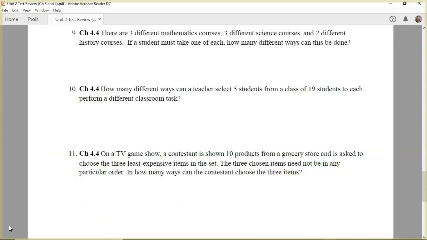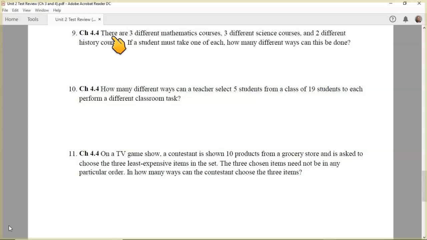Now, when we got to 4.4, we took a break from probability, and that's where we got into different counting methods. So questions like number 9, 10, and 11 have nothing to do with probability. It's just counting rules. Do you know when to use the fundamental counting principle? Do you know when to use the permutation? Do you know when to use combination?